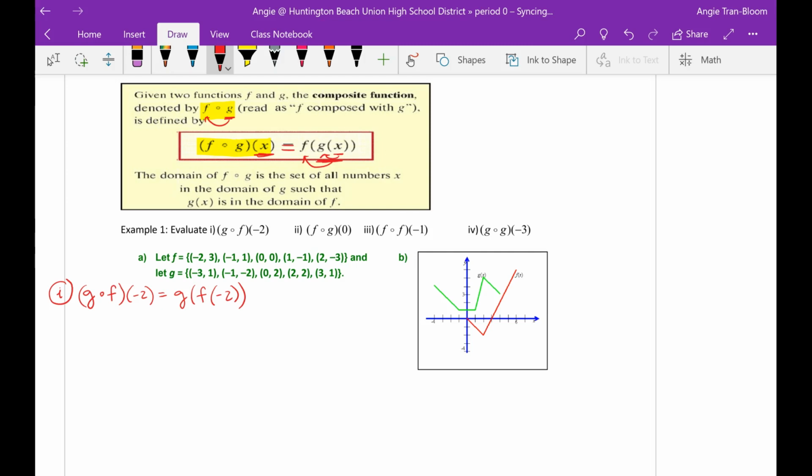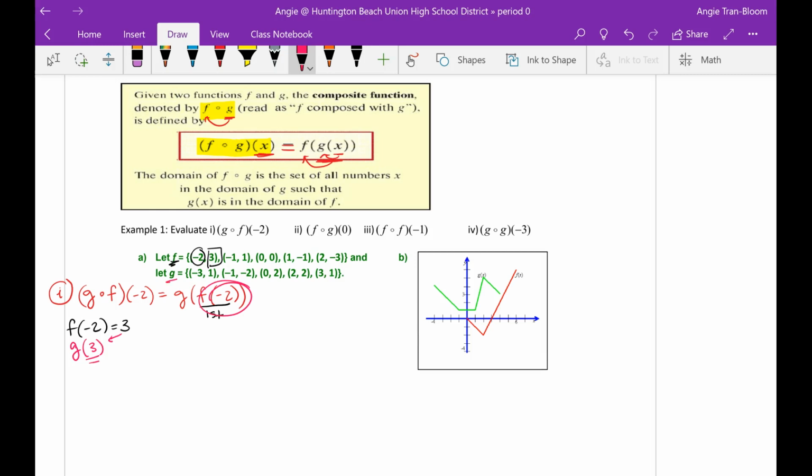So what you need to do first, you have to do this first, okay? So the first thing is f of negative 2. Here's the f function. The input is negative 2. That means the output is 3. So what do you do now? Well, now you take g of 3, okay? Whatever the output is for f of negative 2, you are now going to put it in here.